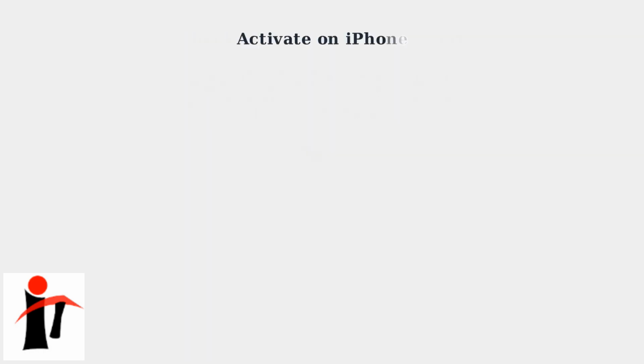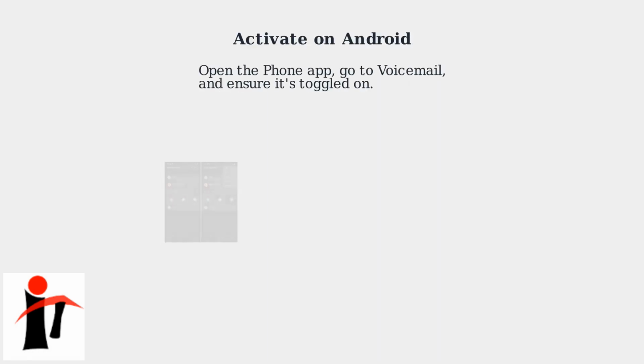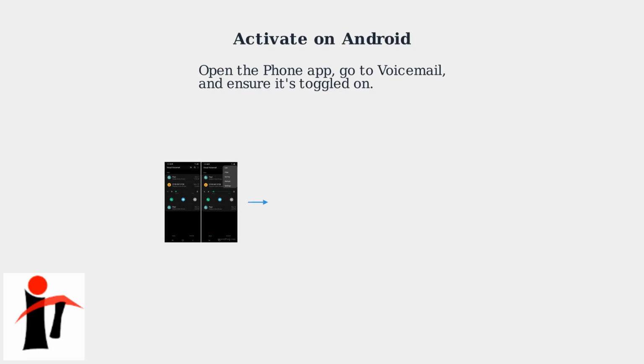For iPhones, go to Settings, then Phone, then Voicemail, and tap Setup Now to activate the feature. For Android devices, open the Phone app, navigate to Voicemail, and make sure the feature is toggled on.